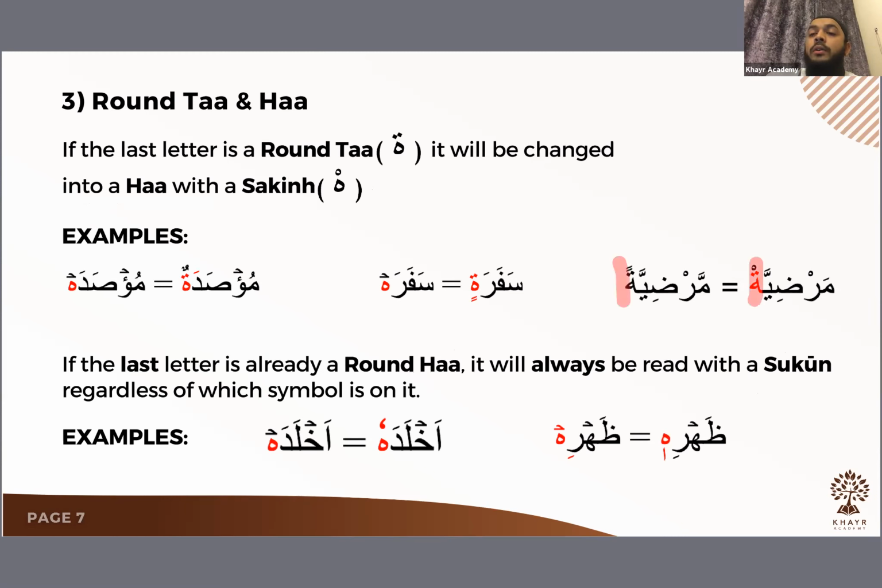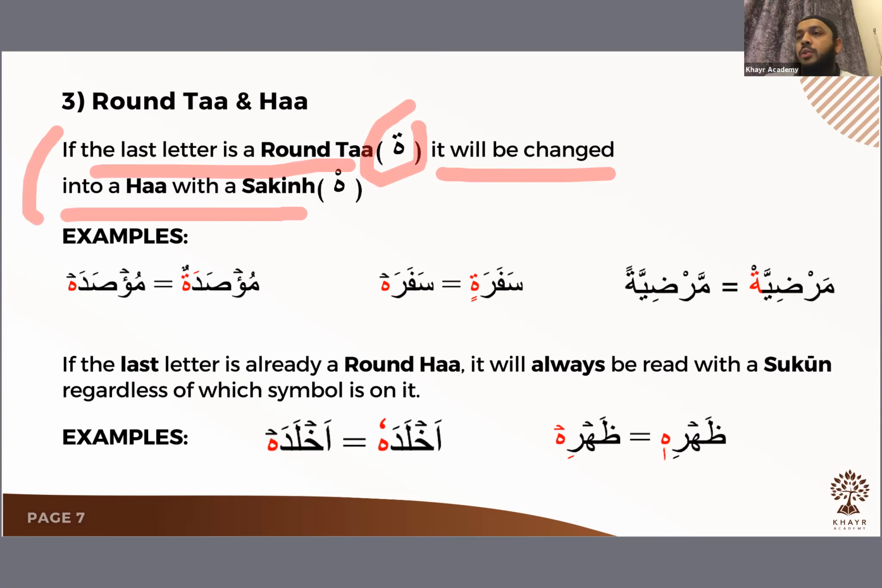What do I do now? The rule is here. If the last letter is a round ta, it will be changed into a ha. It would always be changed into a ha. So round ta, let me just show it to you here.